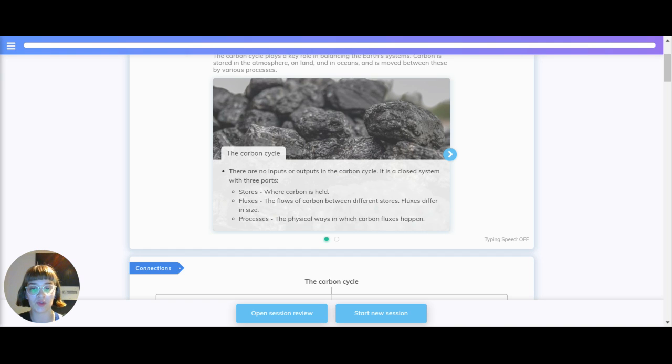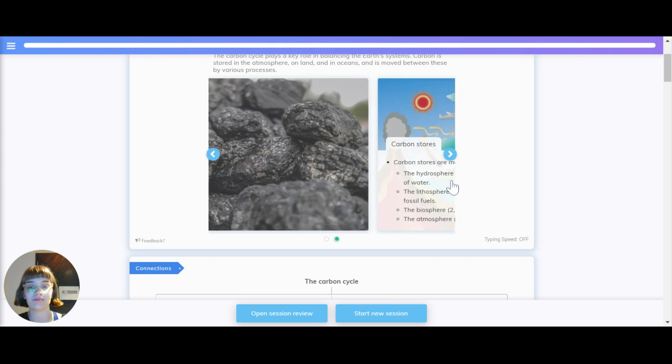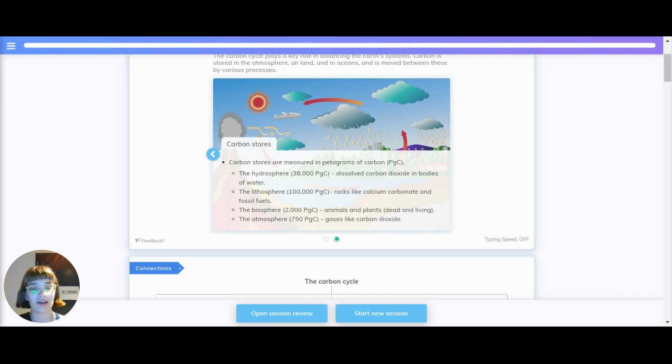There are three parts: stores, where carbon is held; fluxes, the flows of carbon between different stores, these differ in size; and processes, which are the physical ways in which carbon fluxes happen. Carbon stores are measured in petagrams of carbon, otherwise known as PgC.